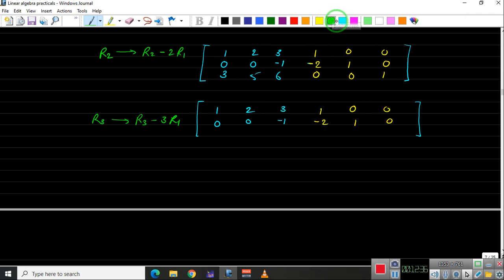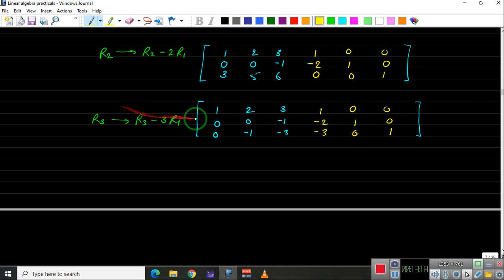But our third row is changing. How will the third row change? We are taking the third row, multiplying the first row by 3 and subtracting. So 3 minus 3 will be 0. 5 minus 3 into 2 is 6, 5 minus 6 is minus 1. 6 minus 9 is minus 3. 0 minus 3 is minus 3. Let me use the color. This will be minus 3. Then 0 minus 0 will be 0 and 1 minus 0 will be 1.